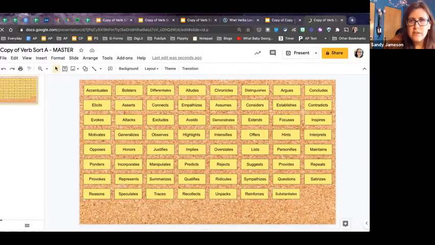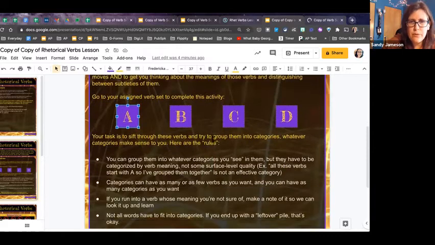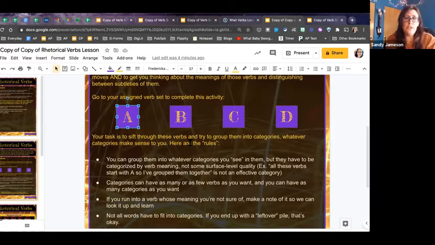So here are the rules as we go through this. You're going to sift through the verbs to try to group them into categories, whatever categories make sense to you. They have to be categorized by verb meaning, not some surface level quality. You can't say, "Oh, all of these verbs start with A, so I've grouped them together." That doesn't work. You have to actually be thinking about the meaning of the verbs. Categories can have as many or as few verbs as you want, and you can have as many categories as you want. They don't have to be even.